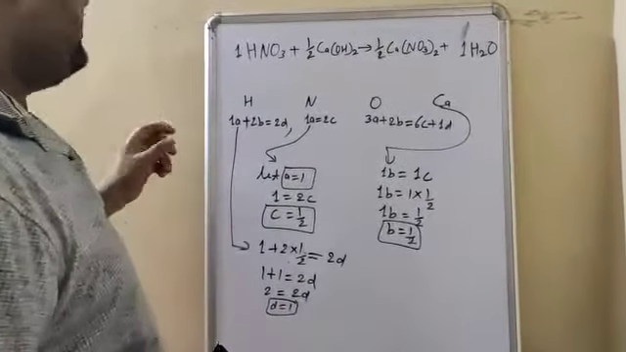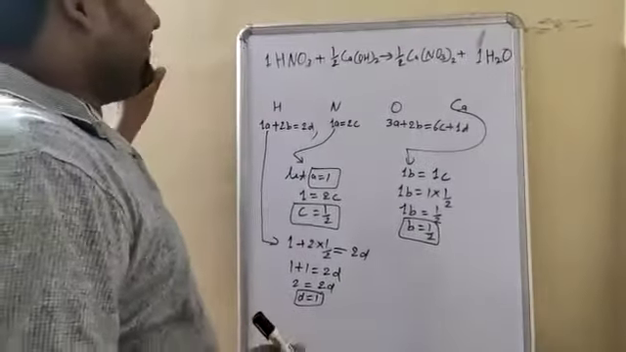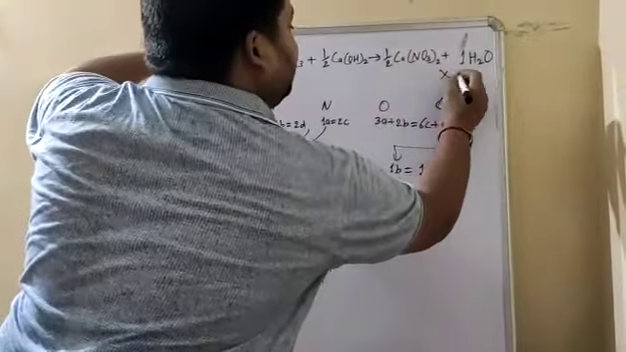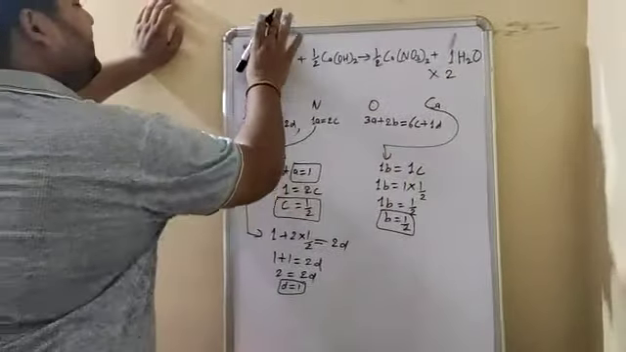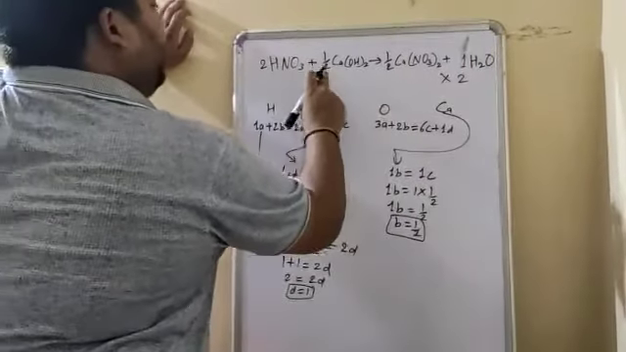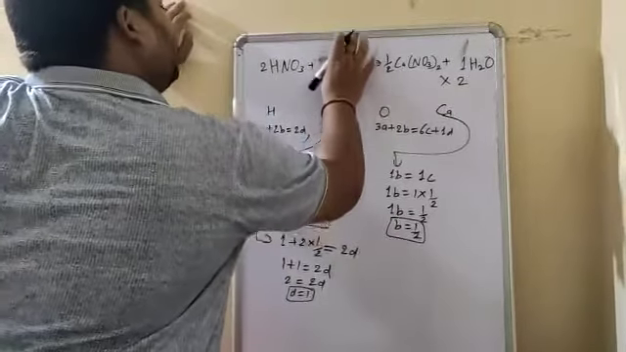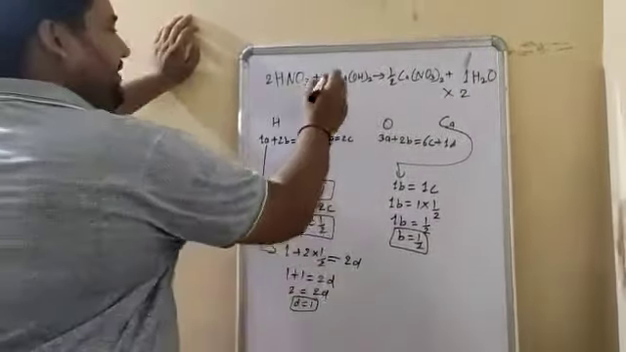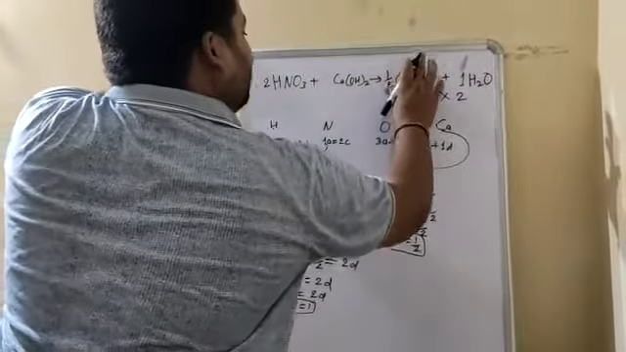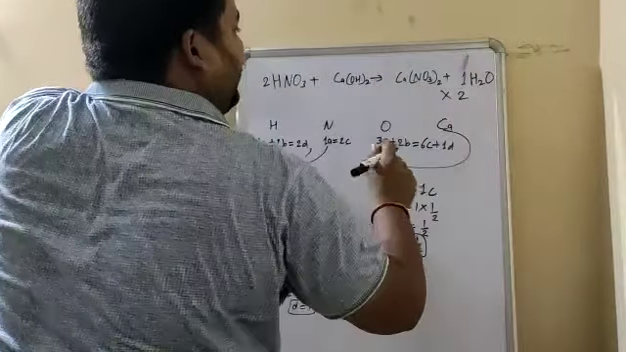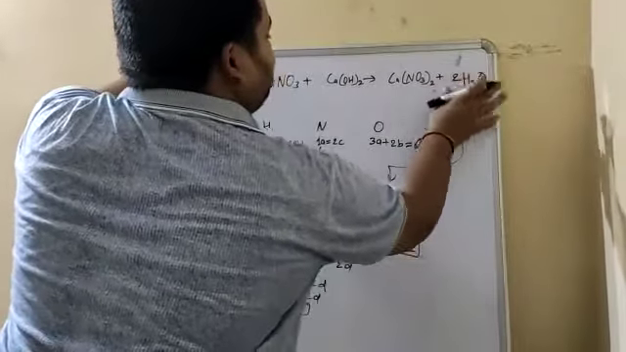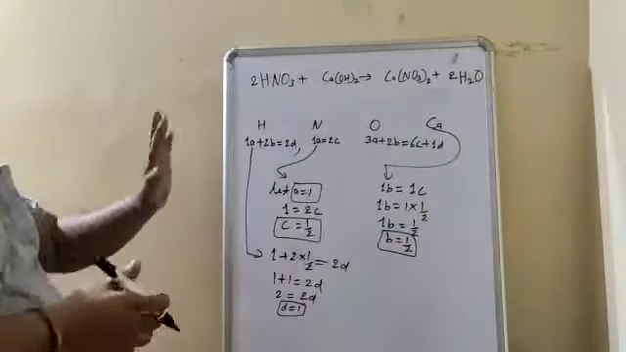So what we will do, just for cancellation of denominator, we will multiply by 2 in the whole equation. Multiply by 2, so you will get 2 here. And multiply by 2 means 2 cancel, only 1, so no need to write 1, or you can write, no problem. And multiply by 2, you will get here 2. So now check, your equation is balanced.